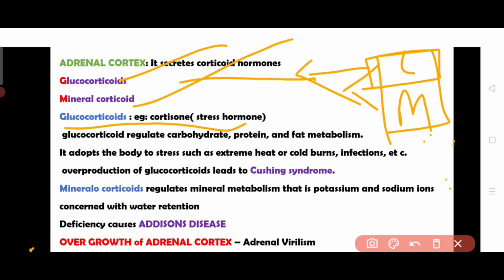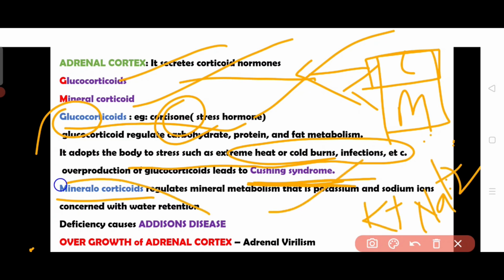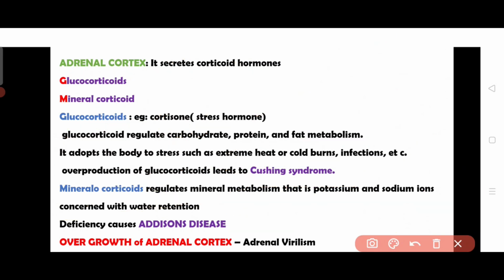What are glucocorticoids? An example of glucocorticoids is cortisone. This is a stress hormone, where it adapts the body to stress such as extreme hot, cold, infections and so on. Overproduction of these glucocorticoids leads to Cushing syndrome. Mineralocorticoids regulate the mineral metabolism, that is potassium and sodium ions concerned with water retention. Deficiency of mineralocorticoids causes Addison's disease, whereas overproduction of glucocorticoids results in Cushing syndrome.